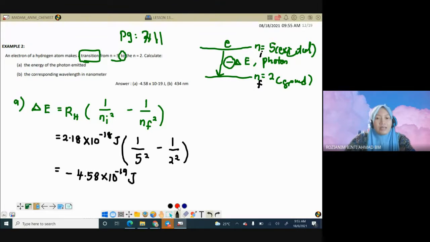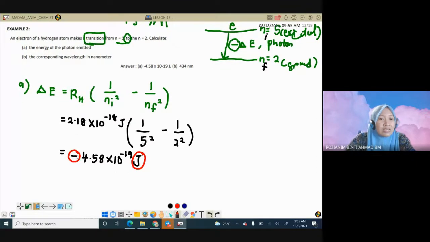Okay. So dekat sini saya tekankan. Okay. The final answer, negative signs is compulsory. Unit is compulsory. Okay. Sometimes student dia tertinggal negatif. Dia tulis begini.